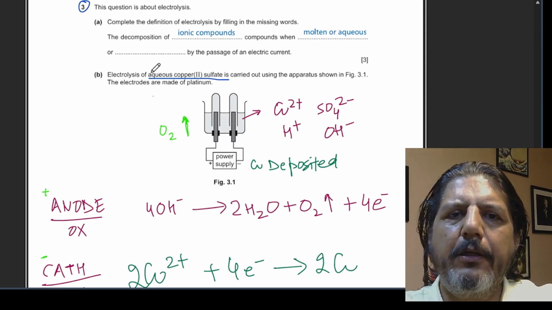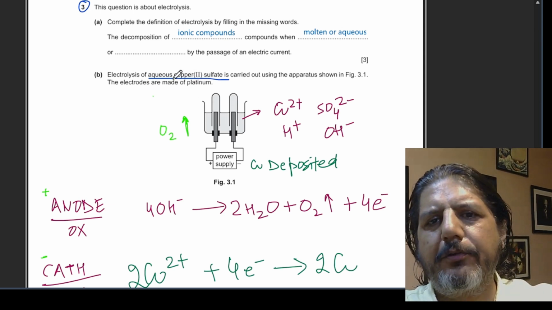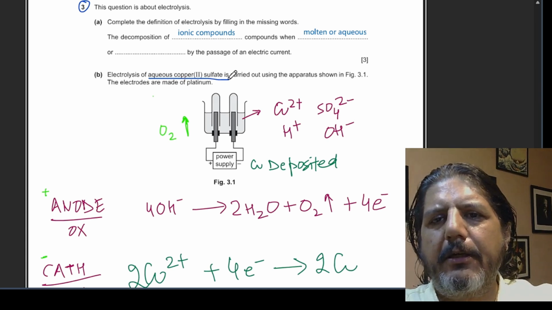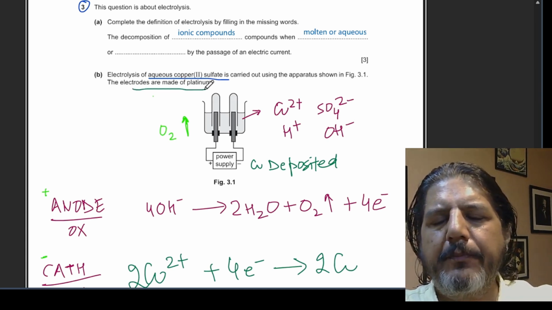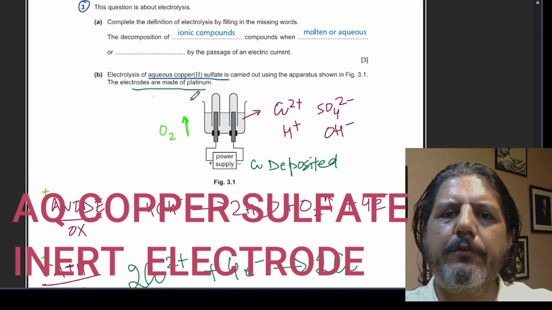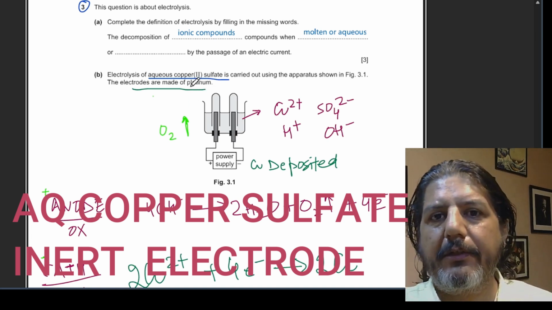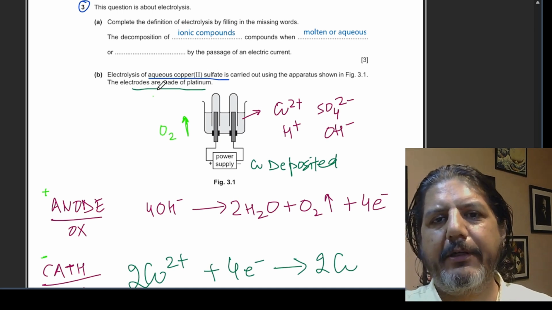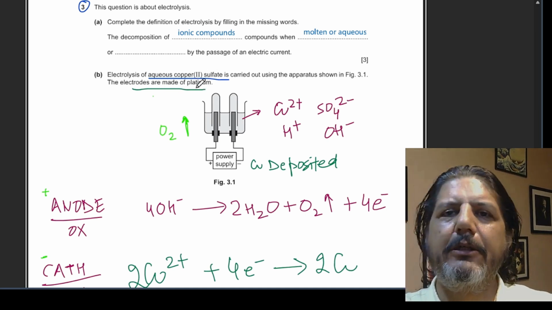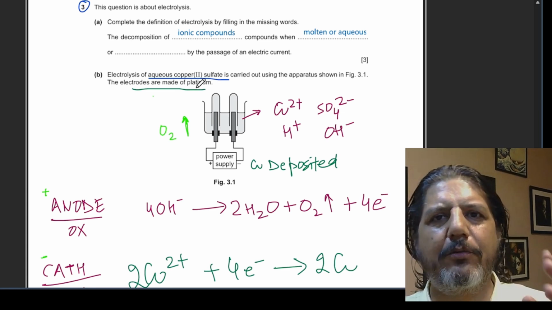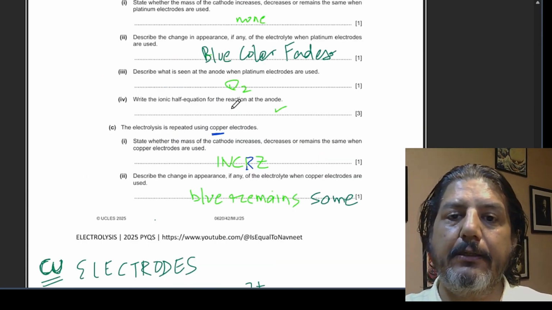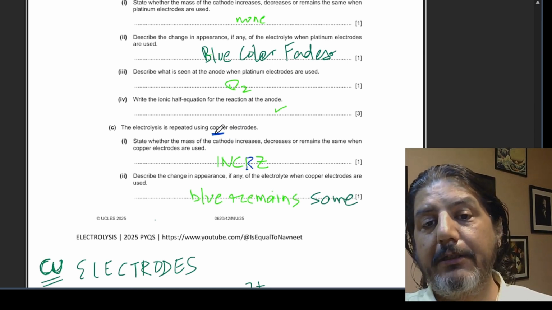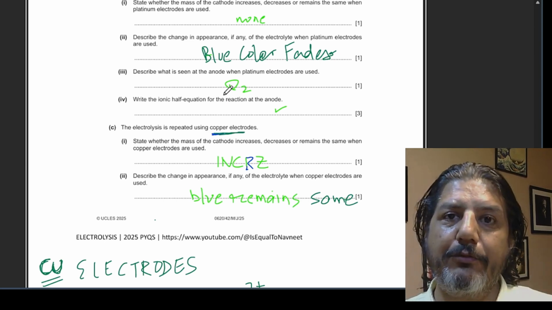Pretty interesting question. Electrolysis of copper sulfate is carried out using the apparatus; the electrodes are made of platinum. This becomes an interesting question because in this question they have taken aqueous copper sulfate and electrodes made of platinum. They have asked a few questions on what happens if the electrodes are made of platinum. And then in the second part, the electrolysis is done using copper electrodes.